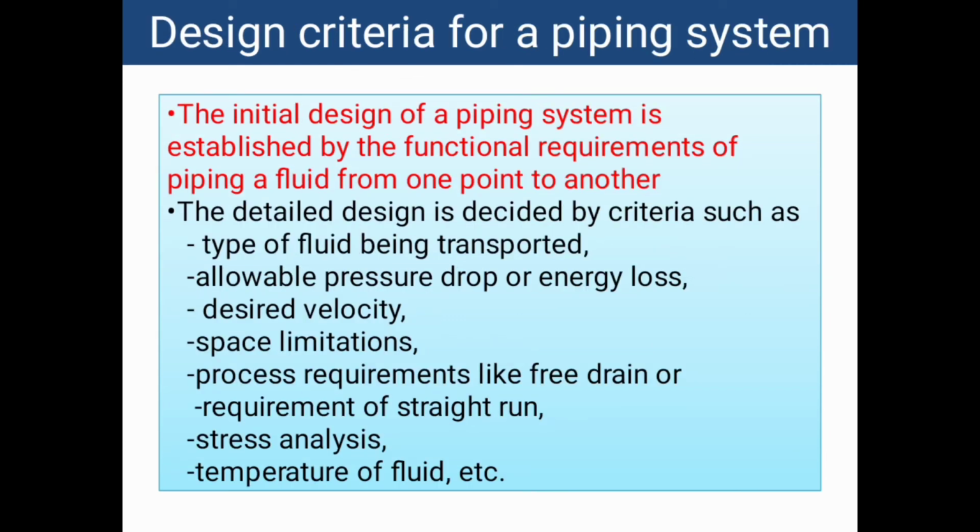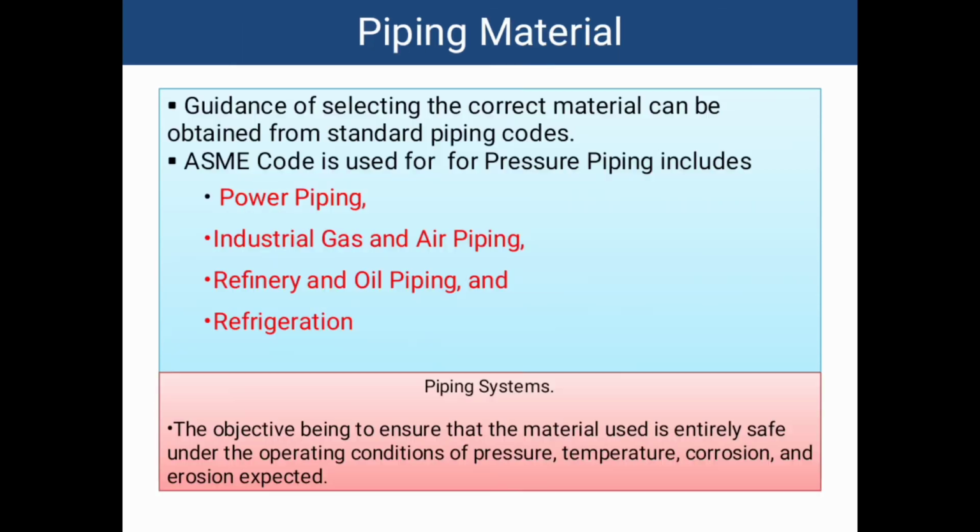What are the design criteria for a piping system? When you choose a pipe, it is based upon the nature of the materials, whether corrosive, non-corrosive, or colloidal, and it depends upon the operating parameters such as temperature, pressure, and velocity of the fluid, space limitation, and process requirements, whether it is a straight line pipe or circular pipe. We also have to check the stress analysis for the pipe. These are the various criteria while choosing the piping system.